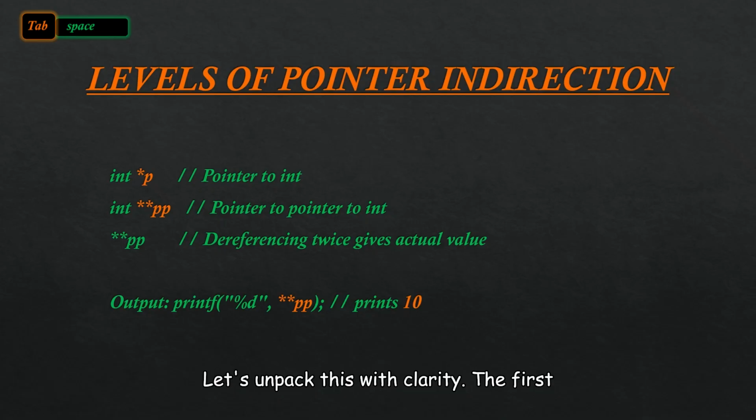Let's unpack this with clarity. The first level, int *p, points to an integer. The second level, int **pp, points to a pointer to an integer. When we write *pp, we are asking for the value stored at pp, which is p, the pointer to val. When we write **pp, we go one level further and get the value stored at the location that p points to, which is the actual value of val. So in our case, if val = 10, then **pp gives us 10. This layered access forms the foundation for multidimensional arrays and deep data manipulation.